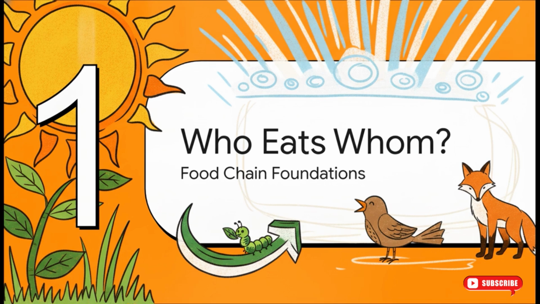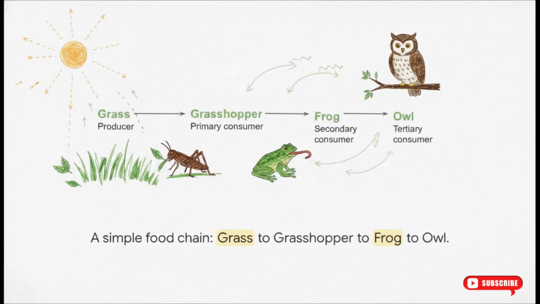Section 1. Who eats whom? The foundations of the food chain. It all starts with the sun, right? Millions of miles away, solar energy beams down and is captured by our producers, like the grass in a meadow. That grass performs photosynthesis to convert all that raw solar energy into chemical energy. Basically, that energy is now locked tight into the plant's biological compounds.